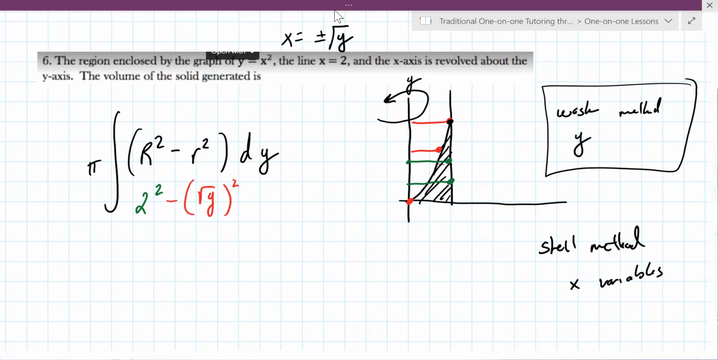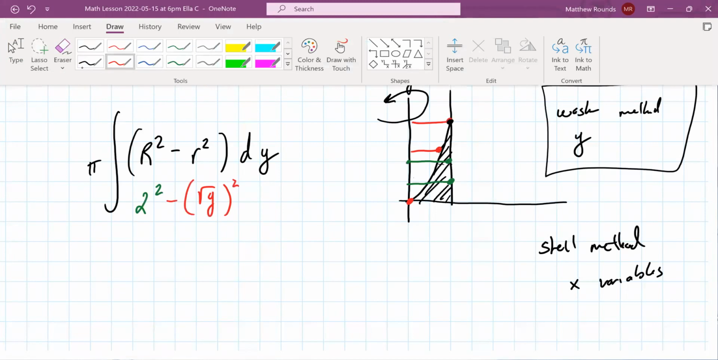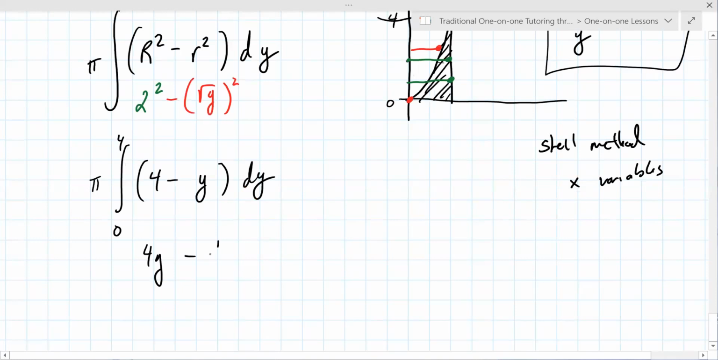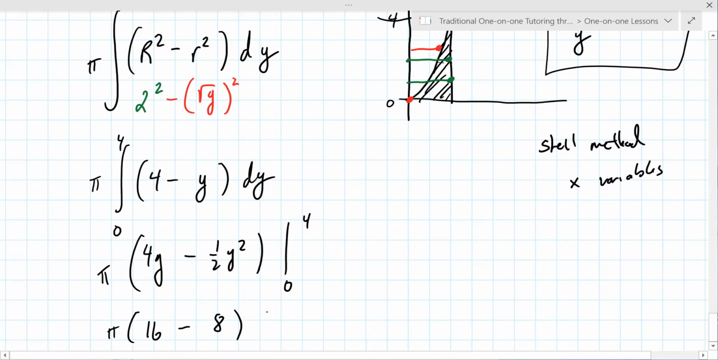And then you need your bounds. So your bounds are in terms of y. So you know, oh, that's from 0 to 4. So pi integral 0 to 4. You don't care about the x direction anymore. 4 minus y dy. 4y minus 1/2 y squared, evaluated from 0 to 4 times pi. 16 minus 8 times pi, so you get 8 pi, it looks like.